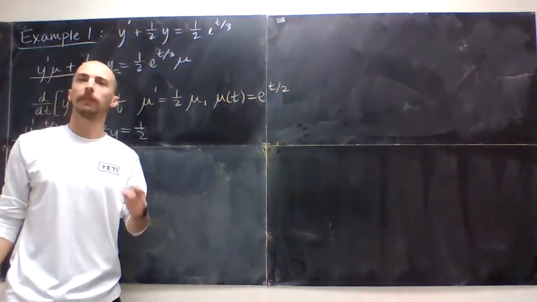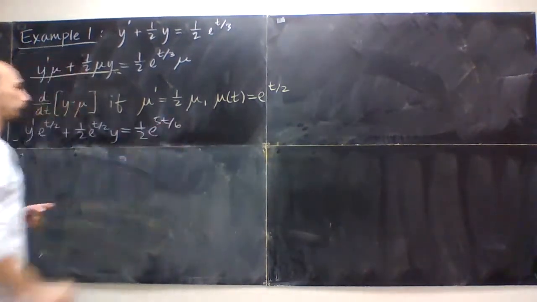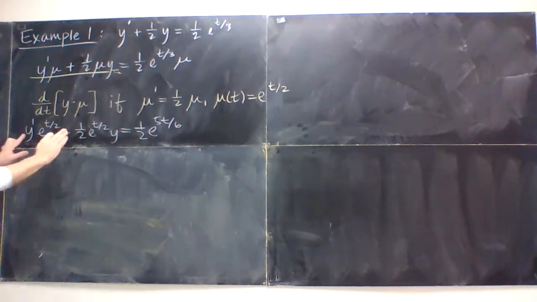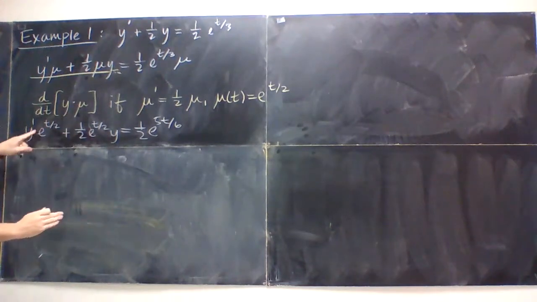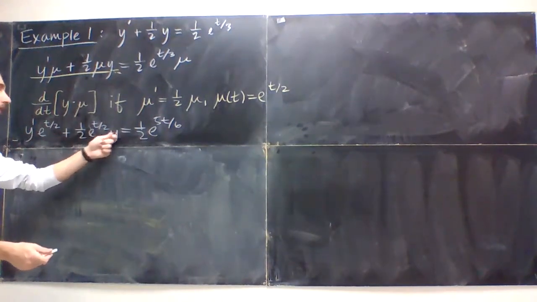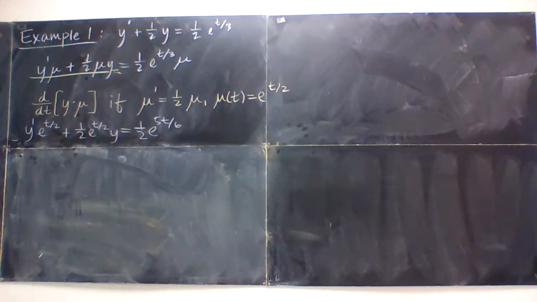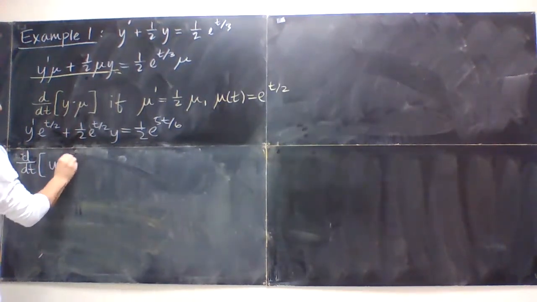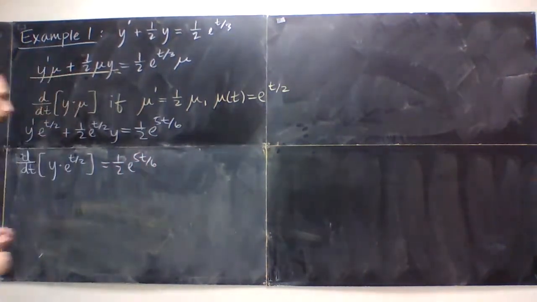A third plus a half, that's 5/6. So that's e to the 5t over 6. Okay. This is the derivative with respect to t of y times e to the t over 2, right? Because we can take the derivative of y, leave e to the t over 2 the same, and then add in, leaving y the same, the derivative of e to the t over 2, which is e to the t over 2 divided by 2 for the chain rule. So I'm going to say that this is the derivative with respect to t of y times e to the t over 2, and that's equal to 1/2 e to the 5t over 6.